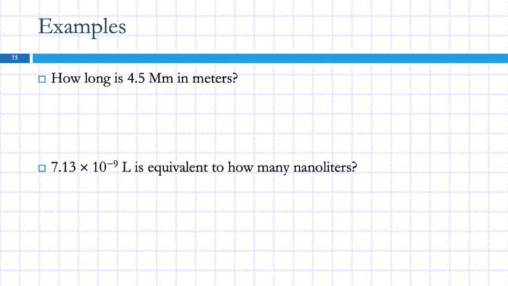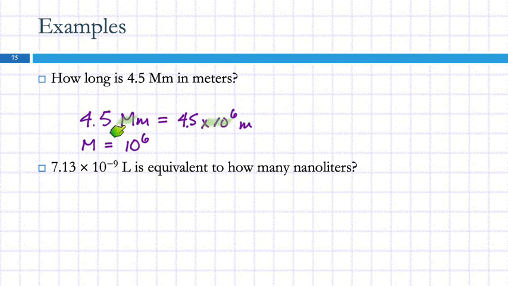Okay, so how long is 4.5 megameters in meters? Well, what does mega stand for? What does mega mean? 10 to the 6. So 4.5 megameters is the same as 4.5 times 10 to the 6 meters. So instead of writing the letter, I can write what it means. So this is just an abbreviation for times 10 to the 6.